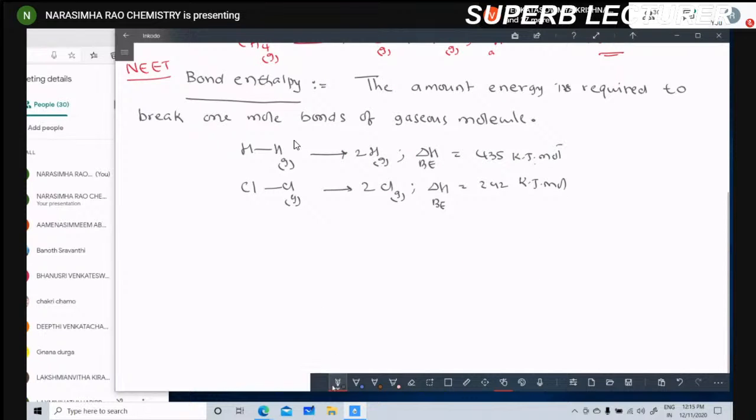In case of O double bond O gaseous, it gives rise to gaseous oxygen atoms. For this, delta H bond energy is 498 kilojoule per mole. Children, understand now? Right. Now the next concept.